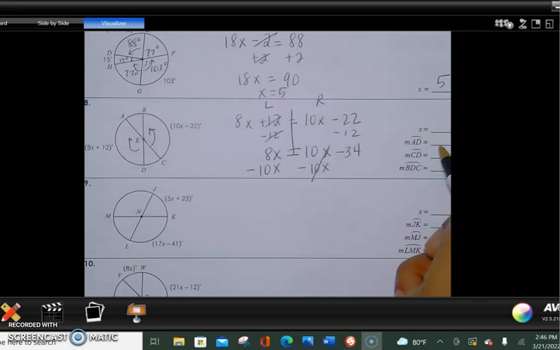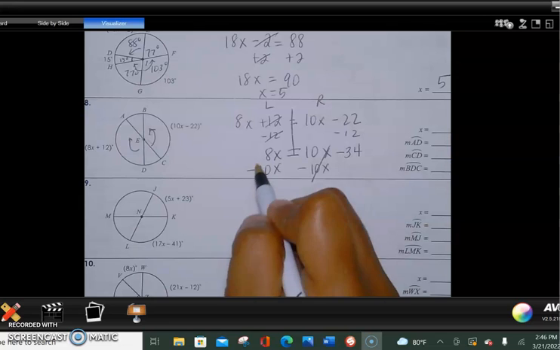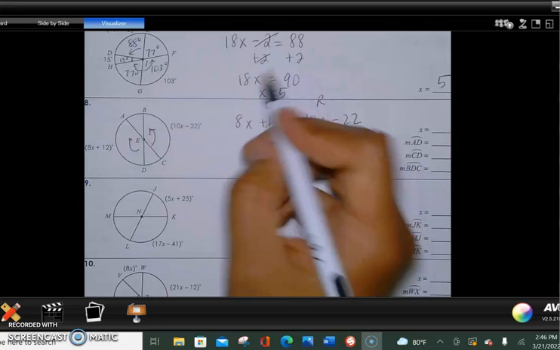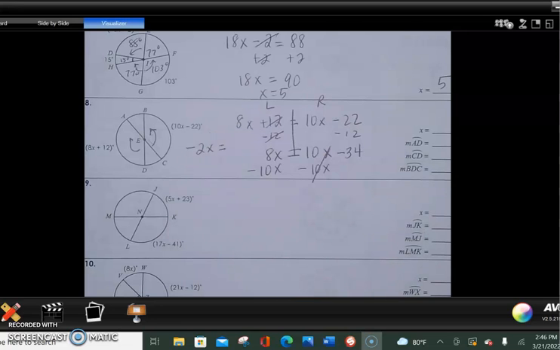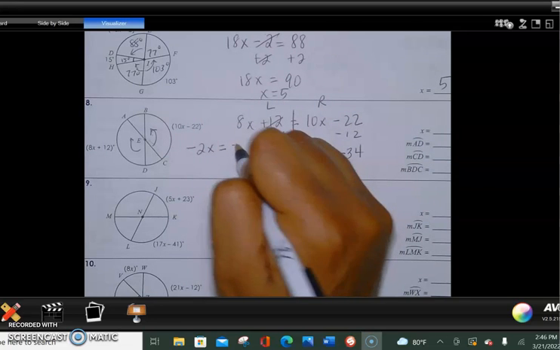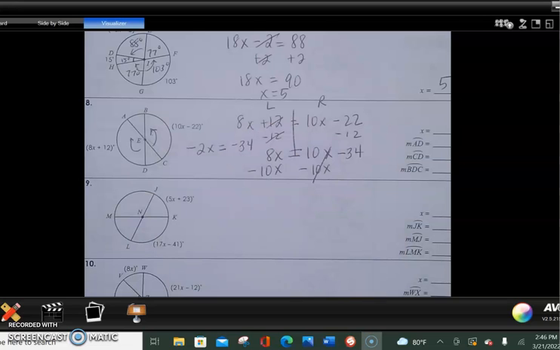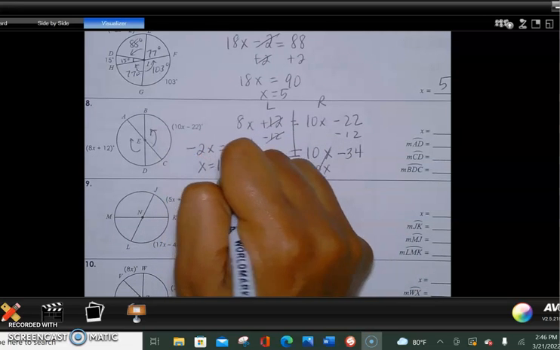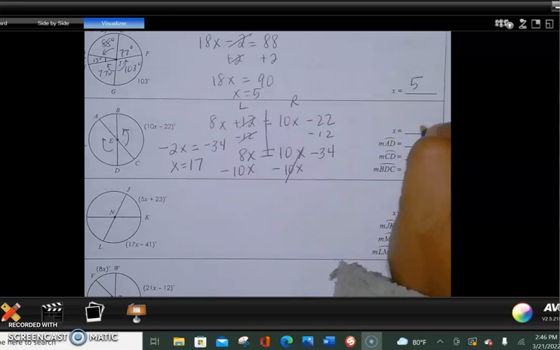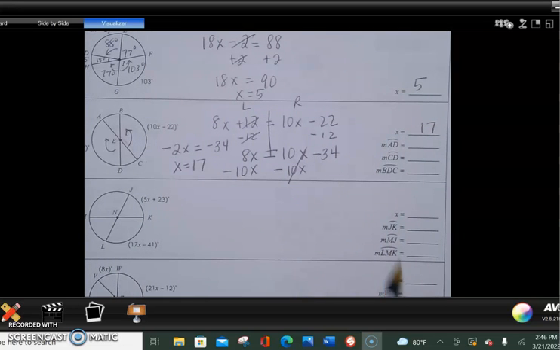So now I have, I'm going to come over here, I write big. So if I combine like terms, that's negative 2x. Oh, okay, it'll come out positive. Negative 2x, when I combine the left side, over here was a negative 34. And now if I do 34 divided by 2, I'm going to get x is 17. Easy.